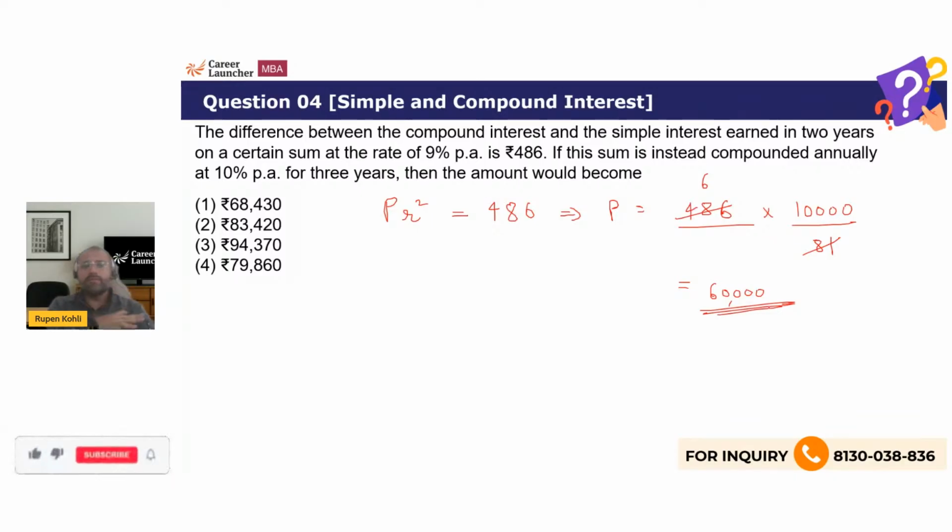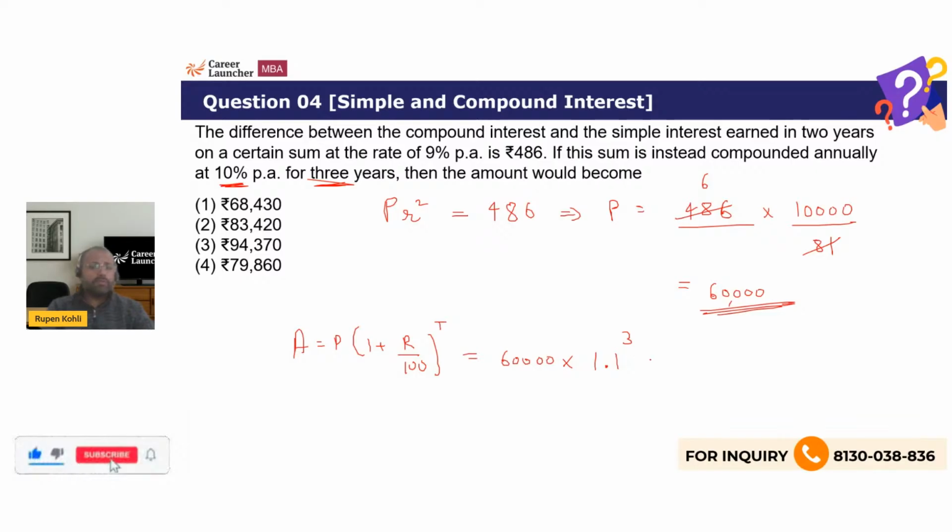If this sum, so we have now found this sum to be 60,000, is instead compounded annually at 10% per annum for 3 years, then what will be the amount? So simple calculation. Amount is principal into 1 plus r by 100 whole power t. Now this rate is 10%. P is this 60,000. T is this 3 years. So therefore 60,000 times, this is 1.1, 10%. So 1 plus 10 by 100, 1.1 power 3.